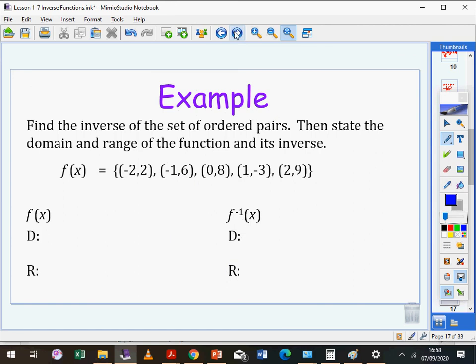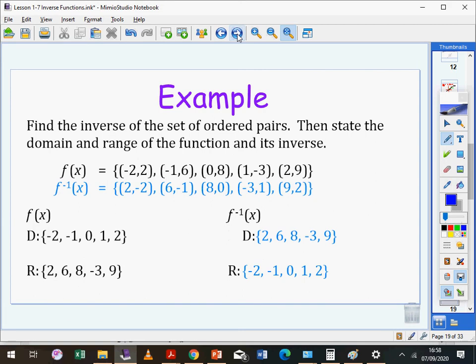The domain of f of x in this question: the domain of f of x are the x values right here. So put in x values -2, -1, 0, 1, and 2. And the range are the y values. When it comes to the inverse function, the points are flipped. The domain now will be the y values of the function f(x), and the range will be the x values of the function f of x. I hope you can see that the domain and range are simply flipped or switched.